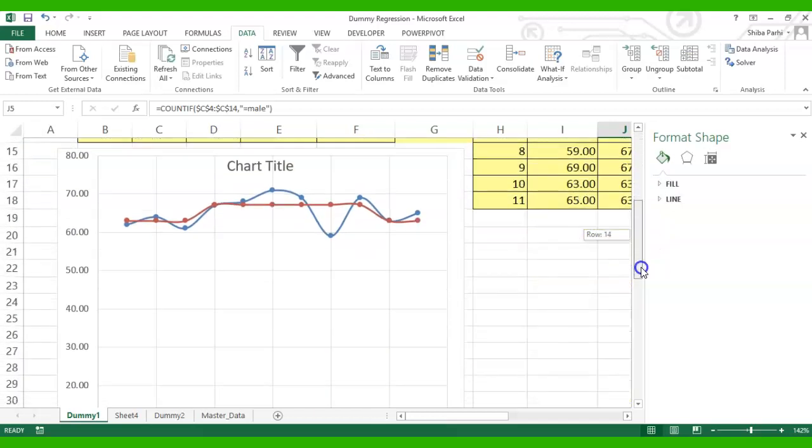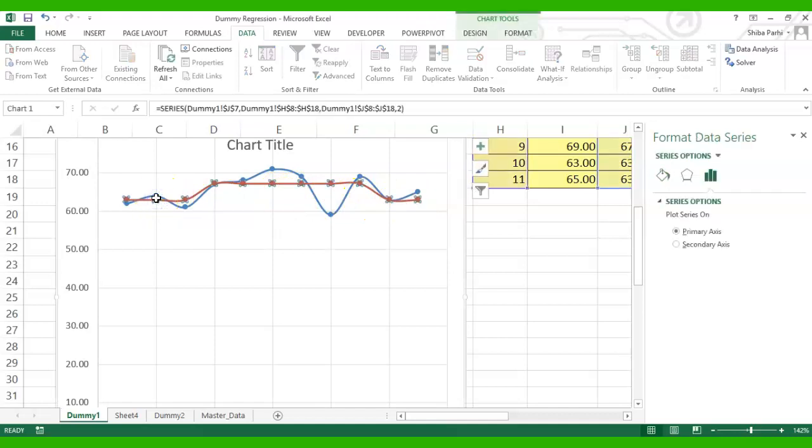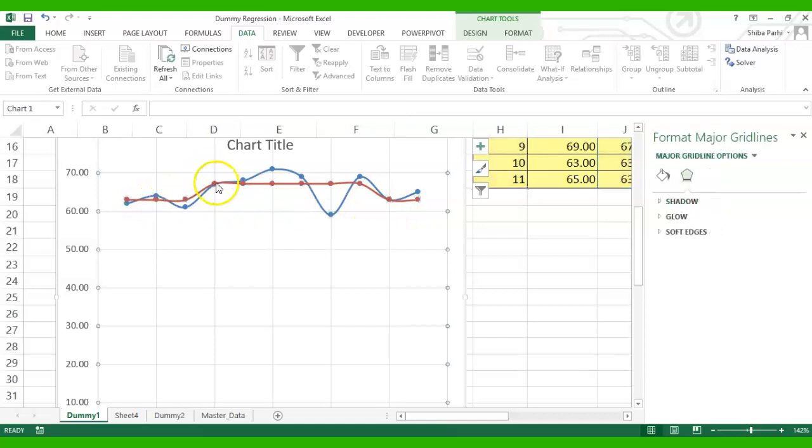Similarly, if I draw the graph, you can see 67.17 is for the male, and these values are for the female, which is 63. So if I draw a line, I will find two straight lines. For the female, this is the straight line. For the male, this will be the straight line predicted.